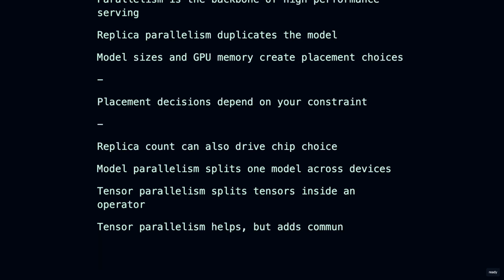This technique helps serve models that otherwise would not fit, and it can also reduce latency. But the devices must exchange partial results, so communication overhead can reduce the speedup.